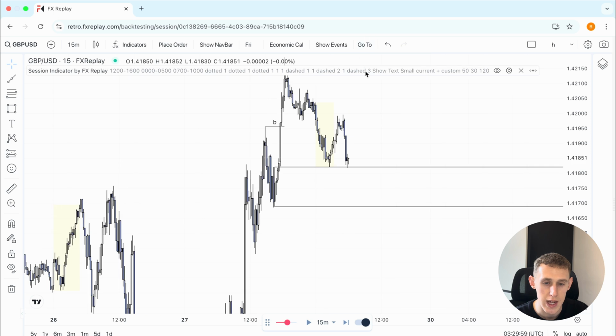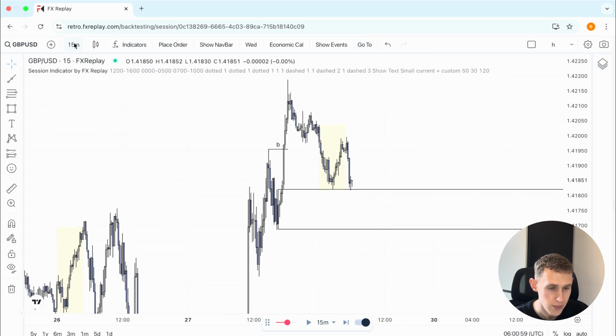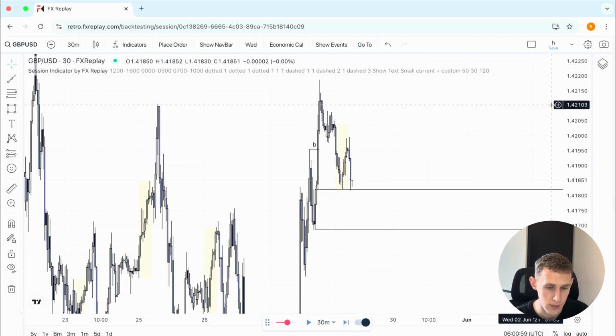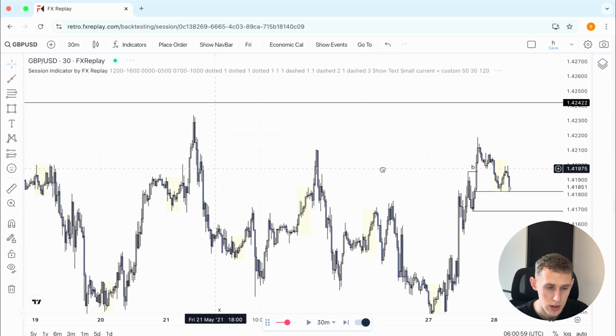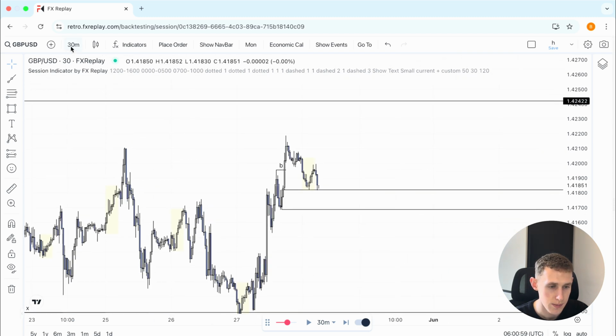I'm going to fast forward Asia though, as always. Yeah, this looks like a nice area actually, if we can get a push from here.